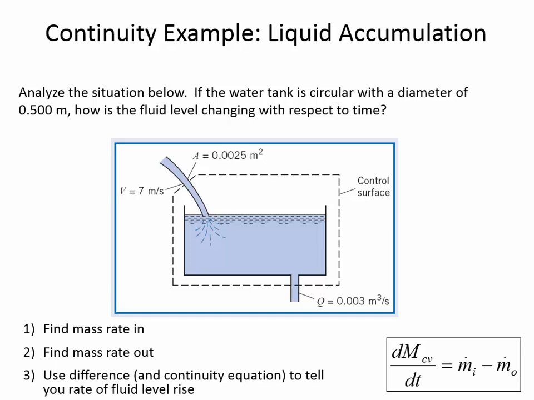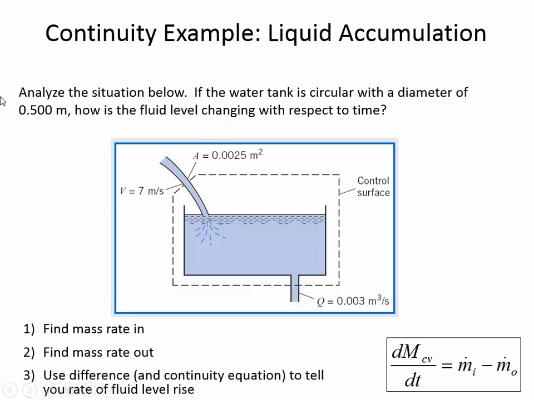Okay, we start off by looking at the flow in. We know the area of this stream of water that's pouring in. Its cross-sectional area is 0.0025 meters squared. Mass flow rate, m dot, is density times the volumetric flow rate, and volumetric flow rate is area times velocity. If you look at the units, even if you didn't remember that formula, you can figure it out, because you've got meters squared, and we know volumetric flow rate is cubic meters per second.